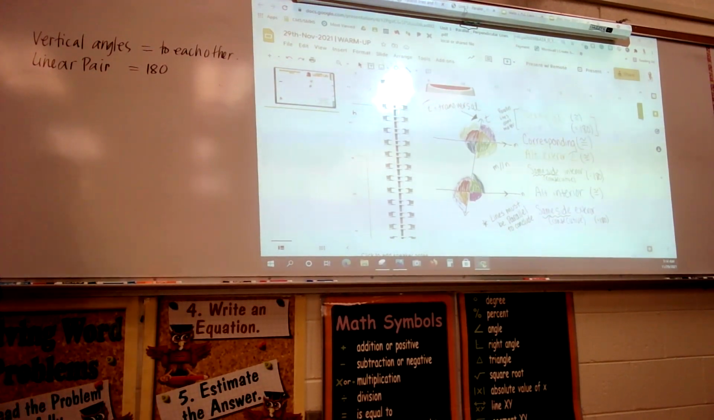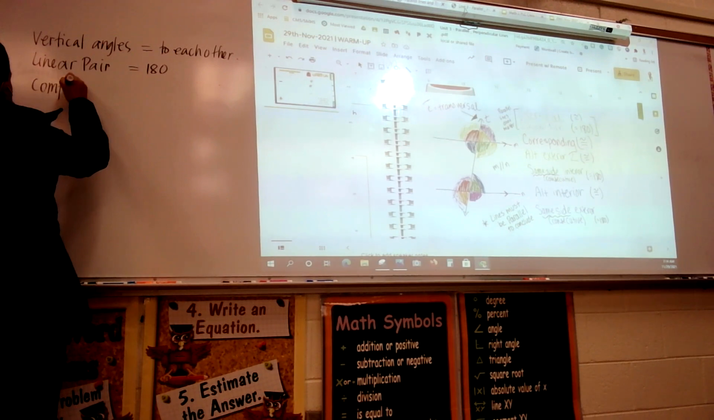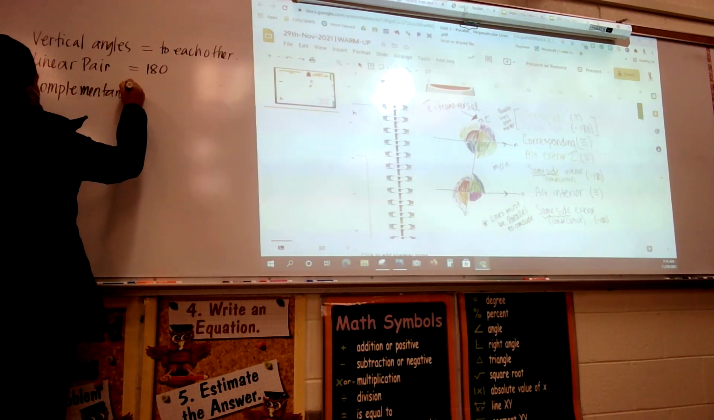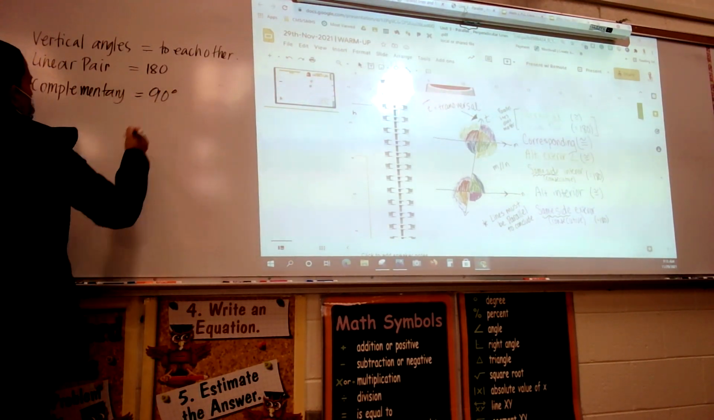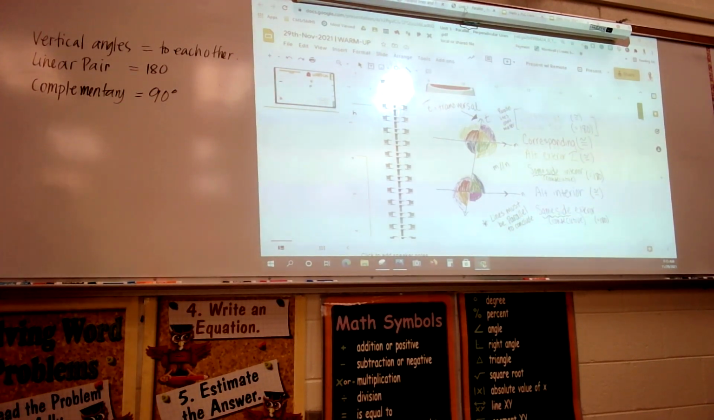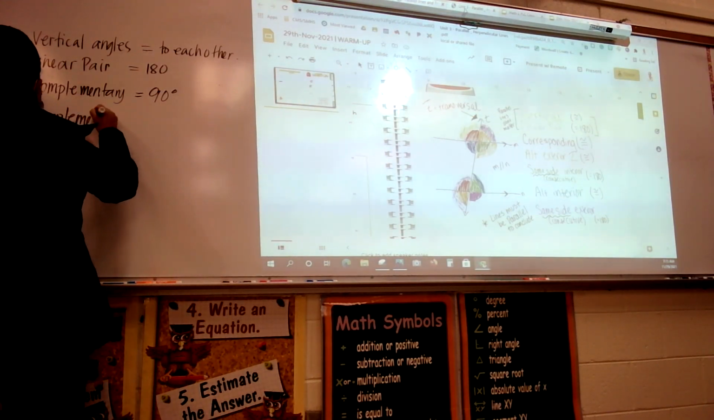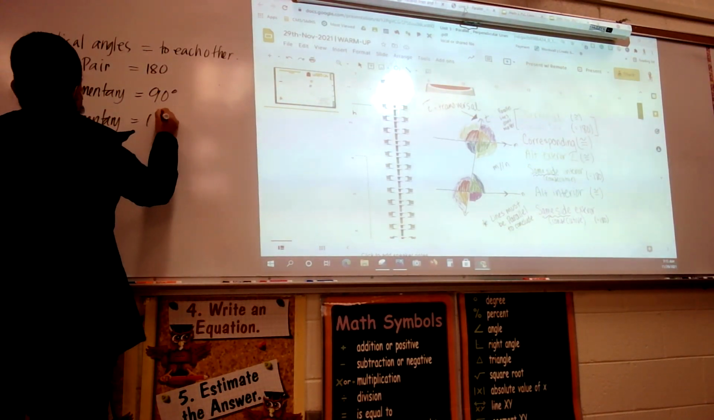Complementary. What's the total measure for complementary angles? 90. Complementary angles are equal to 90 degrees. The sum of the angles is 90. What's the other one, Carlos? If you have complementary, you also have? What's the other one, which is equal to 180? Supplementary, very good.